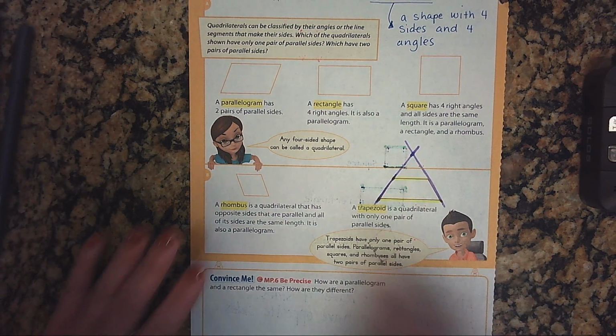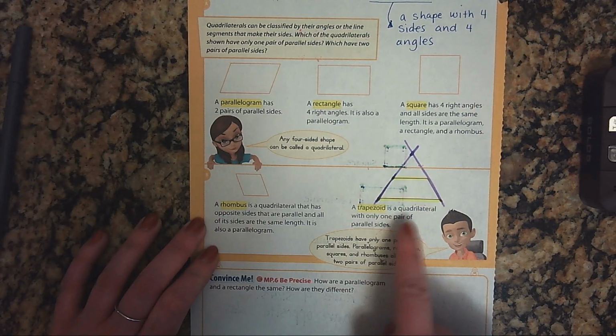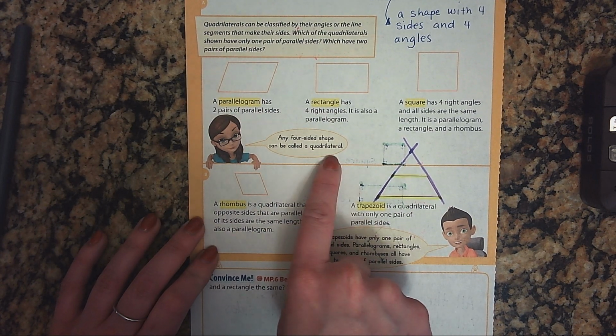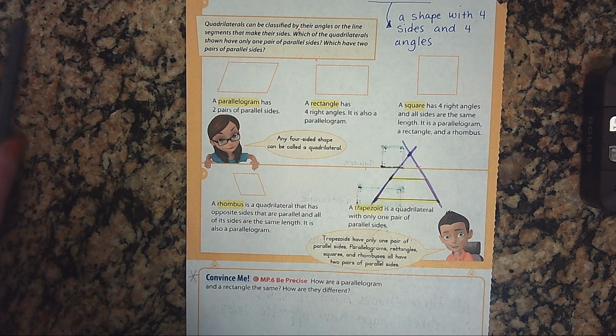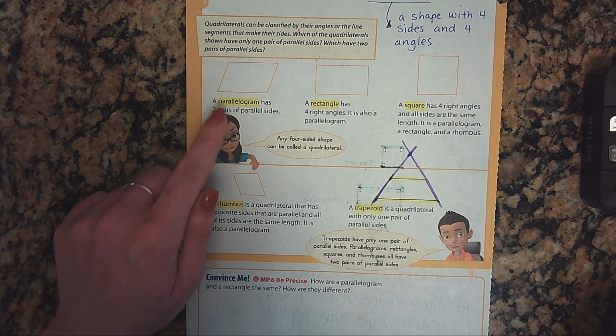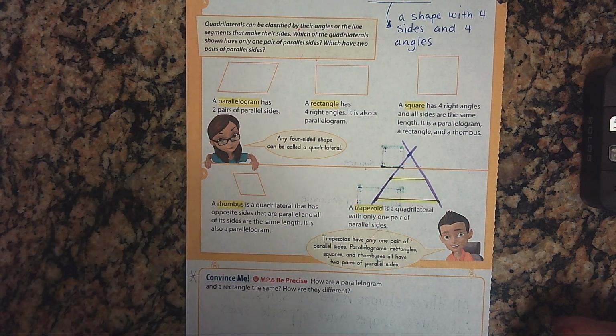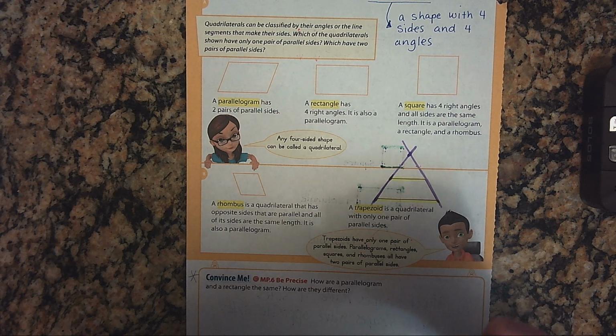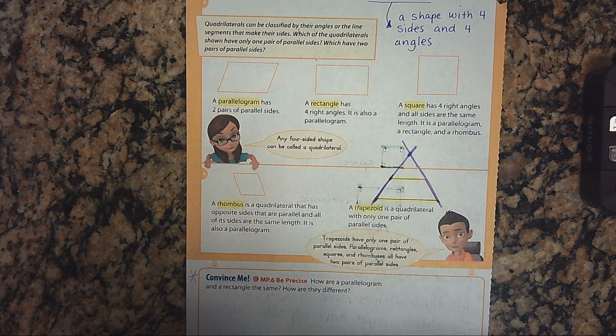So I'm going to just quickly read the captions for all of them, and she's saying any 4-sided shape can be called a quadrilateral. And that's important today because when we're classifying these shapes, some of them are going to have 4 names, but all of them are quadrilaterals. First is a parallelogram. A parallelogram has 2 pairs of parallel sides. There are many shapes that we can call quadrilaterals and parallelograms, and they could have another name as well.